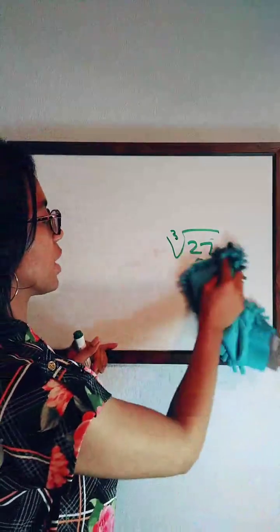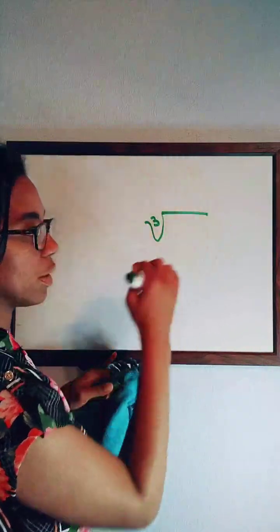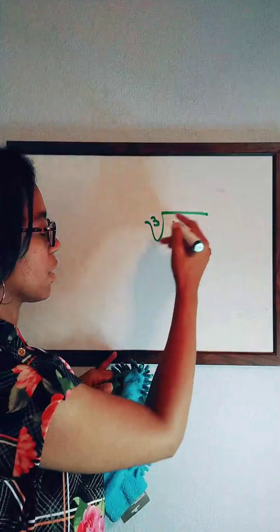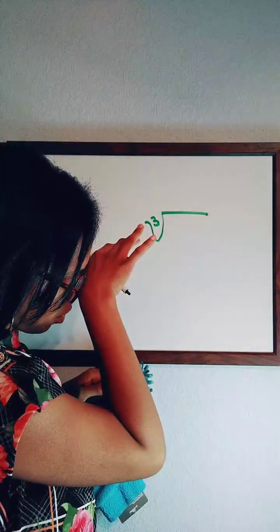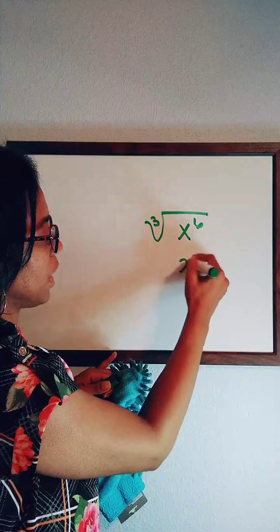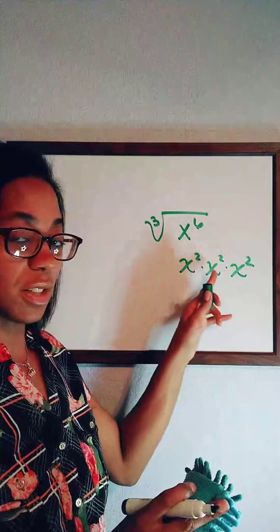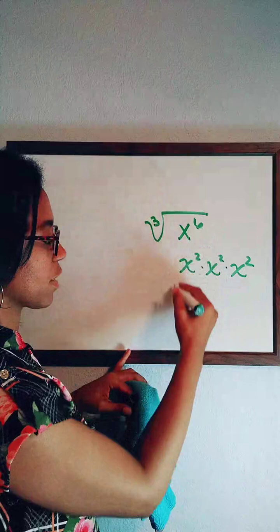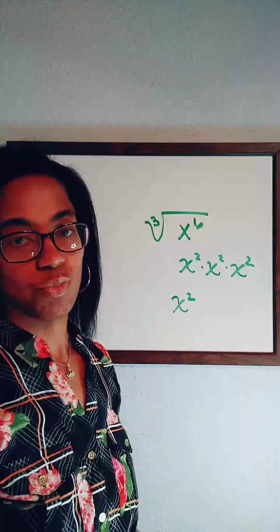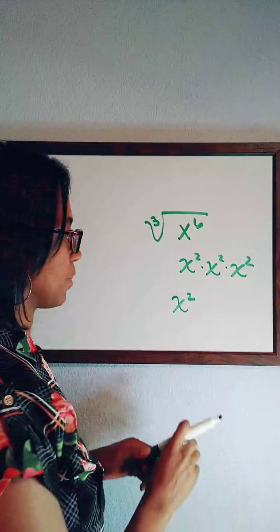Oh yeah, you're welcome. So for instance, if we have the cube root of x to the power of 6, this would actually be x to the power 2 times x to the power 2 times x to the power 2. Remember, we add exponents. Then the cube root of x to the power of 6 would be x to the power of 2, because you only take out what you have sets of 3 of.